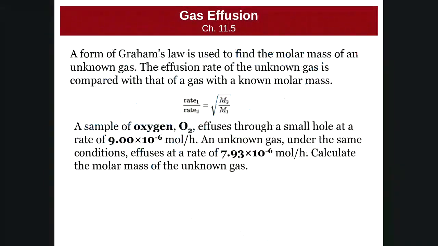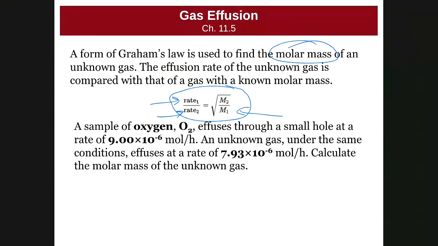So one form of Graham's law can be used to find the molar mass of an unknown gas. And we do that by setting up this equation. The effusion rate of the unknown gas is compared to that of a gas with a known molar mass. So we know rate 1, we know rate 2, and we know M1. So we want to solve for M2. So you can measure the effusion rate of a gas even if you don't know what it is. And from that, you can find its molar mass.